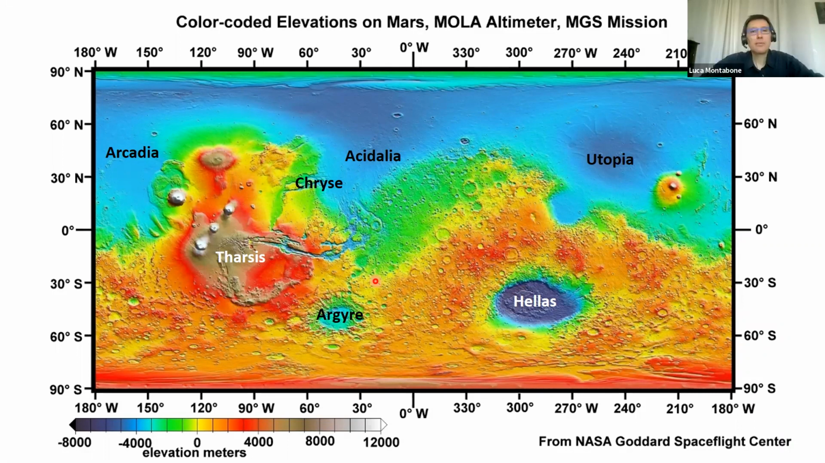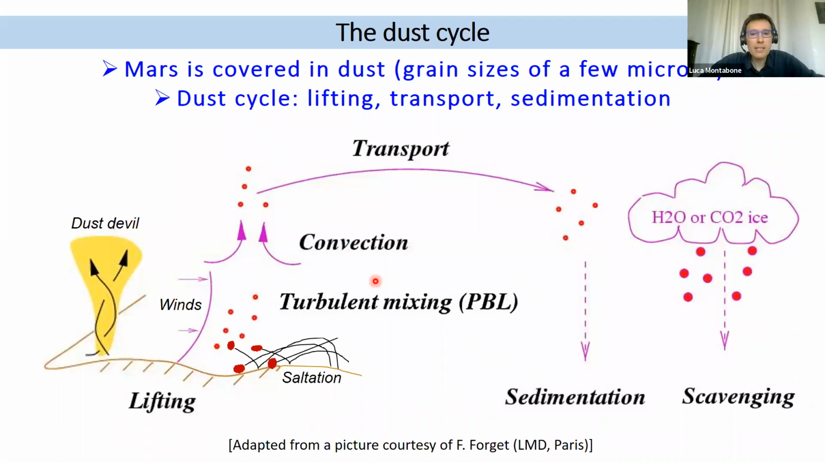Okay, so let's see what the dust cycle looks like on Mars. Mars is covered in dust, meaning grain sizes of a few microns. There is sand as well covering the Martian surface, but the grain sizes of the sand are larger than the dust. We are specifically concerned about the dust. It is a cycle in terms of lifting, transport in the atmosphere, and sedimentation back to the ground. So lifting from the ground, transporting in the atmosphere, and sedimentation back to the ground.